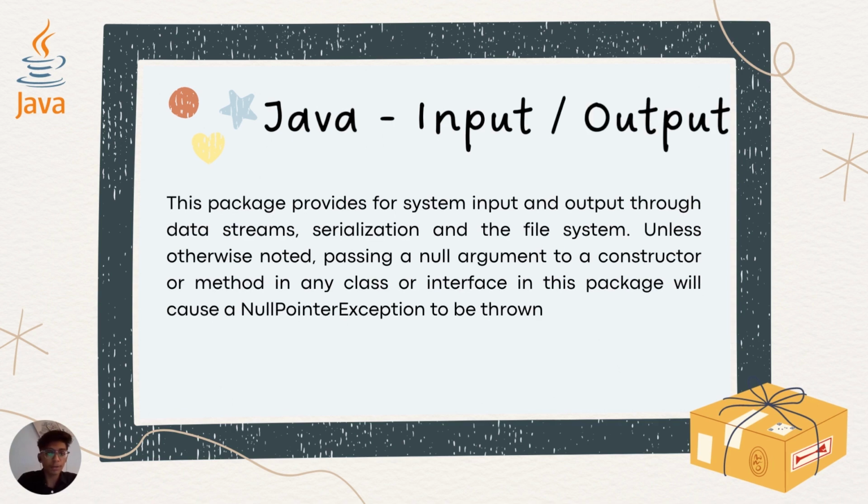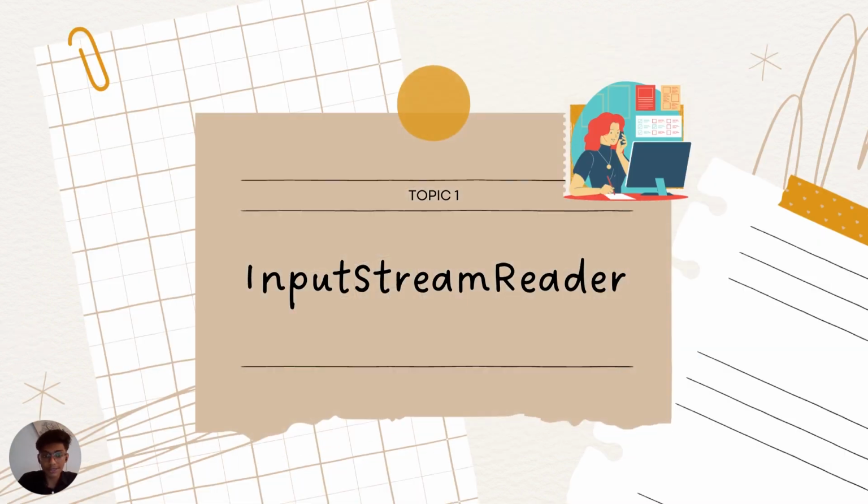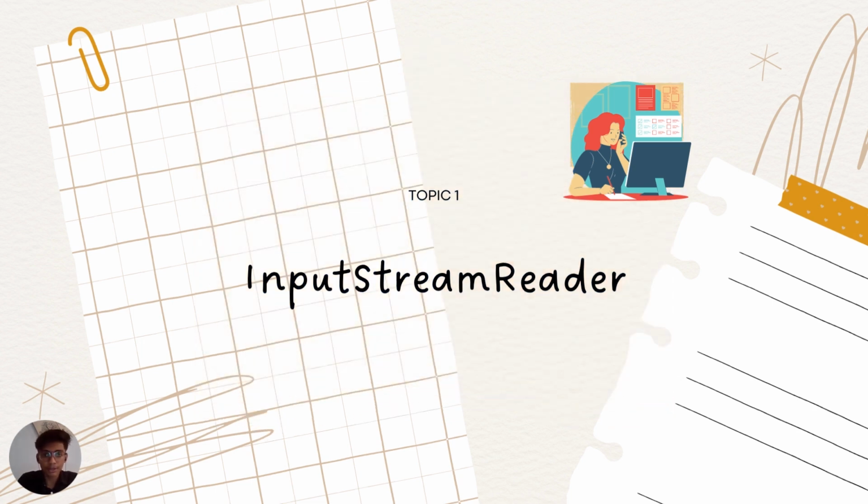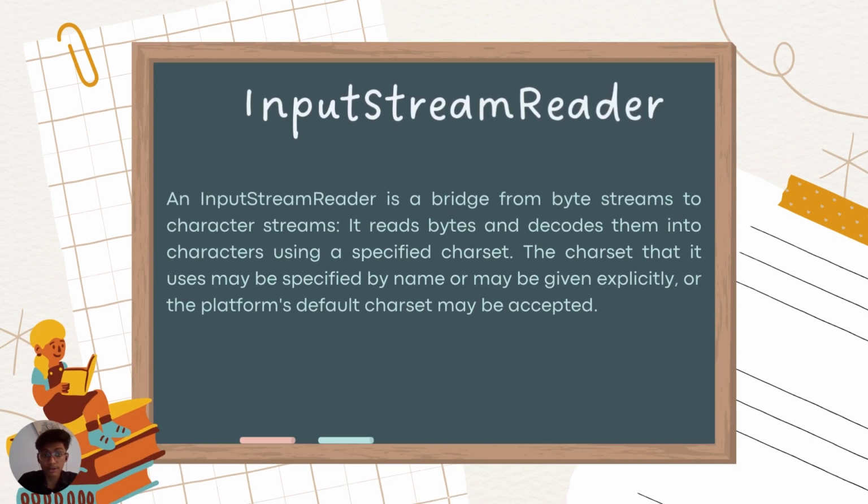Now we have come to the main topic for today, and we'll be looking at the first topic, which is InputStreamReader. Let's have a look at the description of InputStreamReader. An InputStreamReader is a bridge from byte streams to character streams. It reads bytes and decodes them into characters using a specific charset. The charset that is used may be specified by name or given explicitly, or the platform default charset may be accepted.